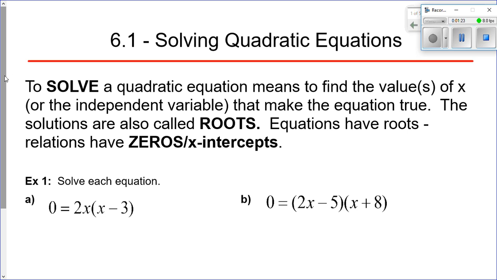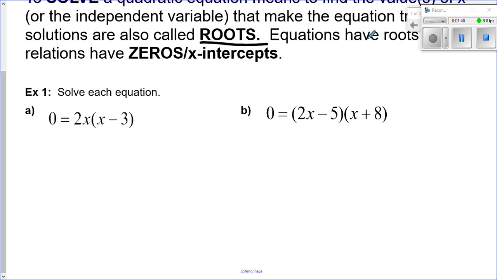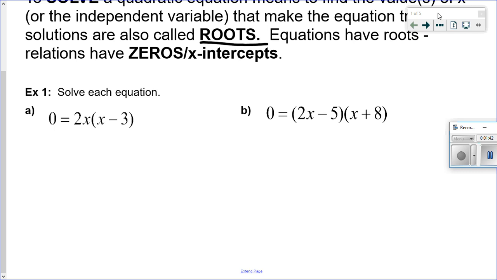We're going to begin with a little bit of review. In order to solve a quadratic equation, it means you're trying to find what the x value is. This chapter, we're going to call them roots a lot. I don't know entirely why they switch over, but for whatever reason, they do. So you may as well get used to the wording now.